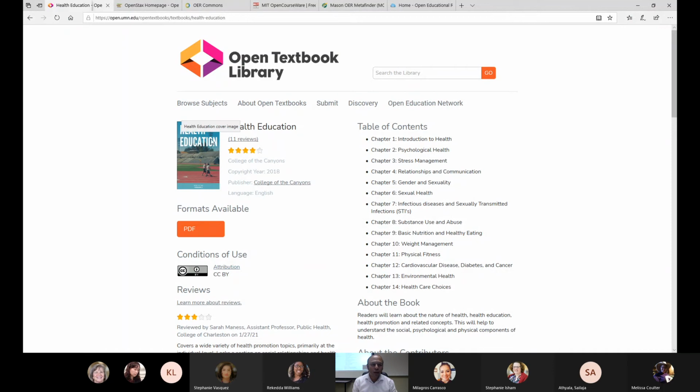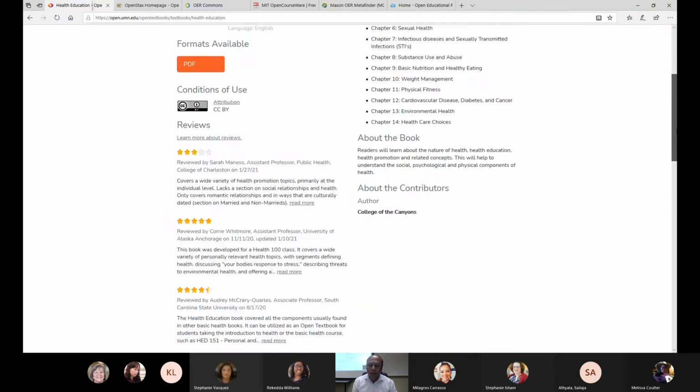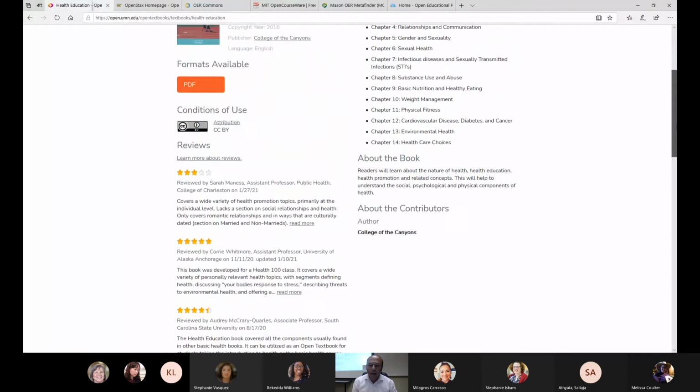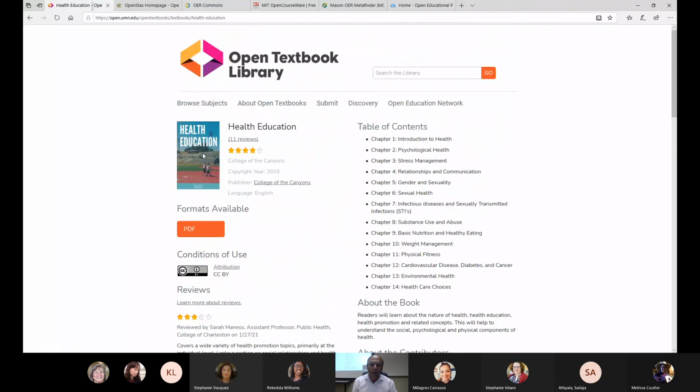So what can you do? For example, you are a health education faculty member and you want to adapt this book. With CC BY, you can remix, redistribute, and even use it commercially, as long as you cite the original author. On the right-hand side, you can see the table of contents, so you get a very quick idea what this book is for, and you also see the reviews. This book is totally under the Creative Commons license and you can use it. So this is the Open Textbook Library.